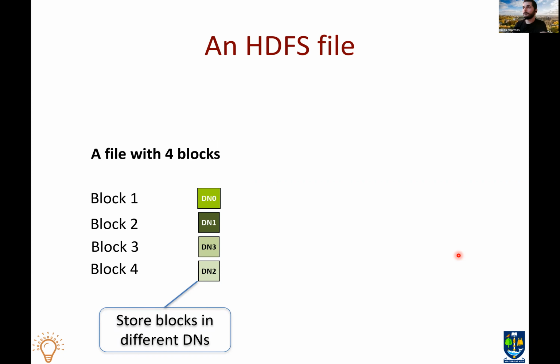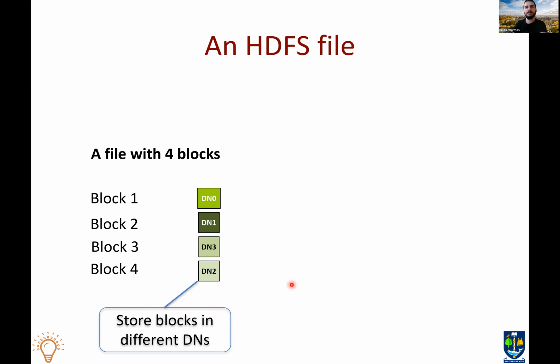Well, the reason is if that data node fails, you would lose all of the blocks of that file, every single block. So typically you try to, exactly, fault tolerance and parallelism. You try to spread them out as much as you can. So let's say your file has 4 blocks, and these are stored in different data nodes, like data node 0, 1, 3, and 2.